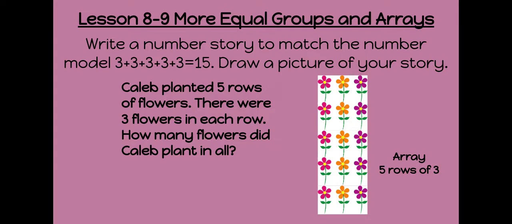So this one has 5 rows of 3. And then our number sentence would be adding 3 plus 3 plus 3 plus 3 plus 3 equals 15. Or like we talked about previously, we could also do a multiplication number sentence, which would be 3 times 5 equals 15.